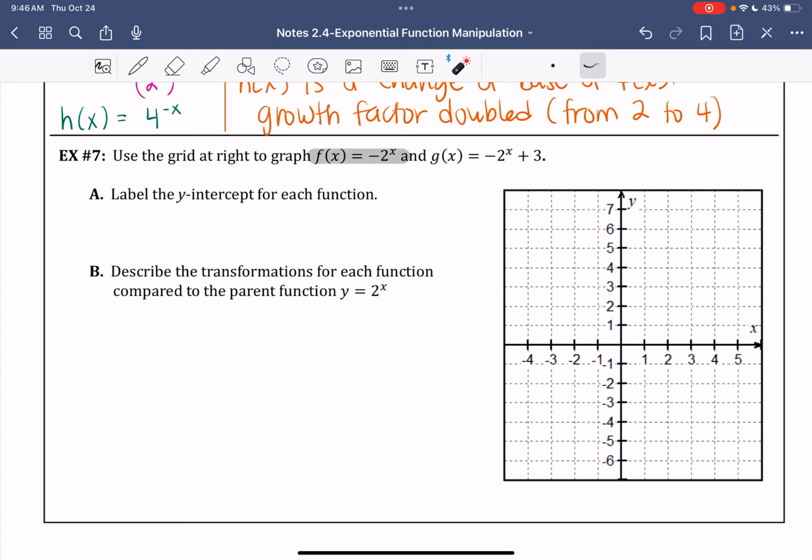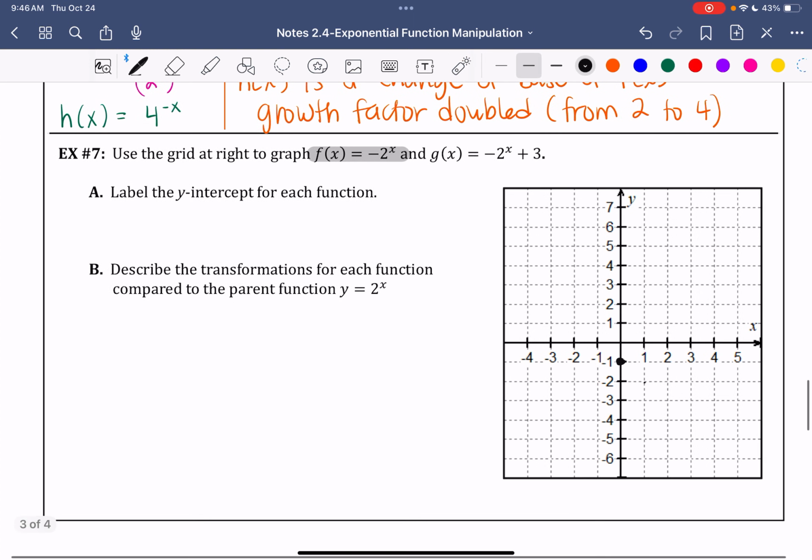Okay, so then what if I plugged in a 0 here? Well, 2 to the 0 is 1, but then I have a negative. So this one is going to cross at -1. Then if I were to plug in a 1, 2 to the 1 is 2, but make it negative, so -2.